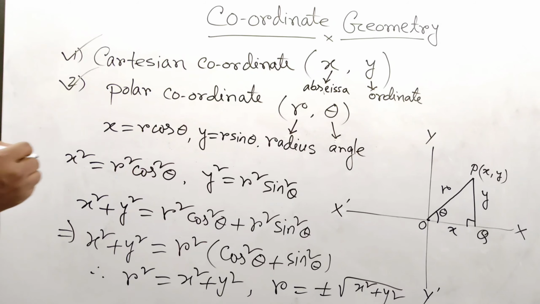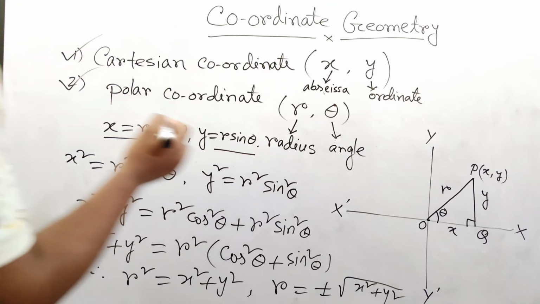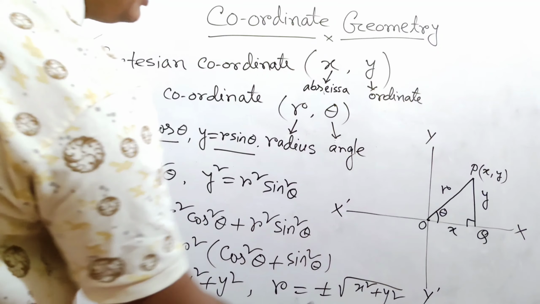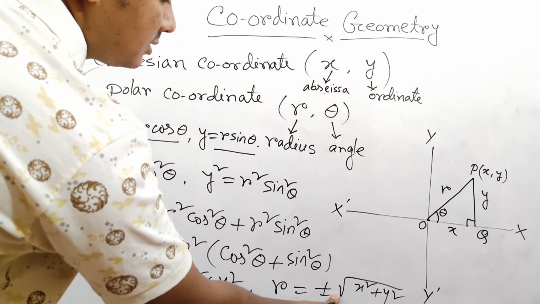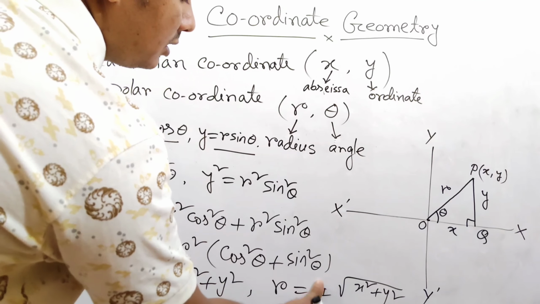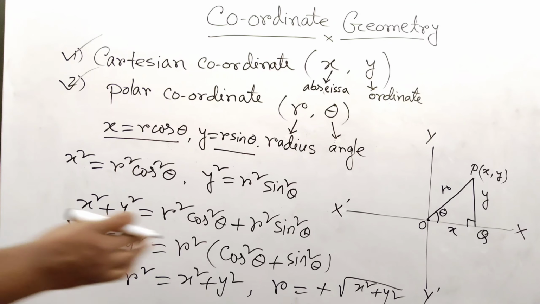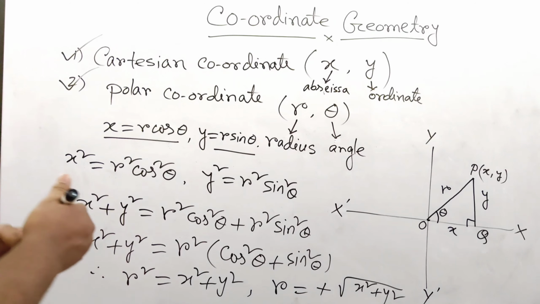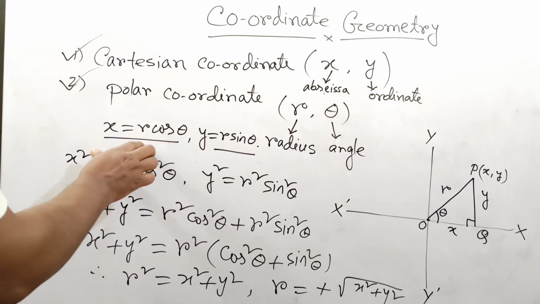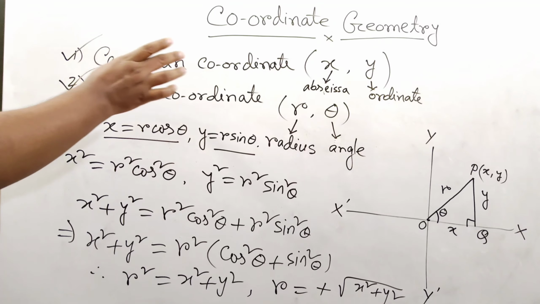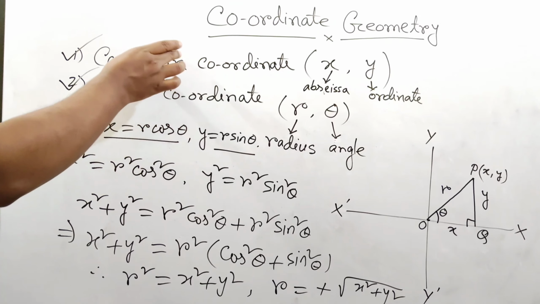So you must keep in mind that x equals r cos theta, y equals r sin theta, and here r, if we consider it a distance, should be positive, so r equals plus root over x squared plus y squared. By using these three things, we can easily convert the coordinates. That means we can convert Cartesian to polar and polar to Cartesian.